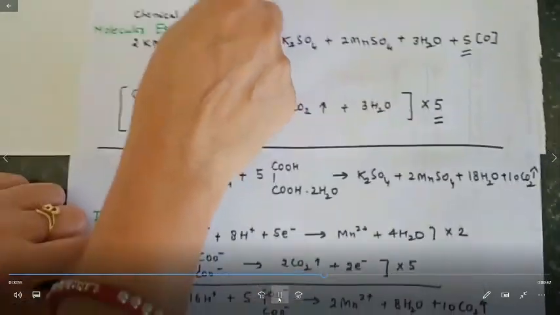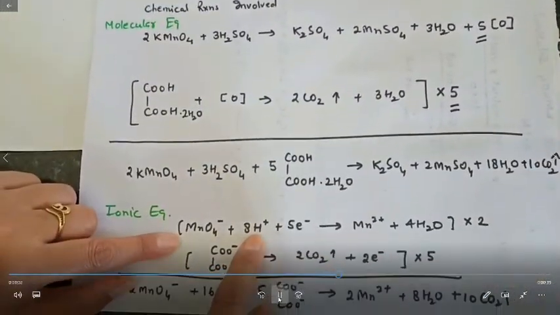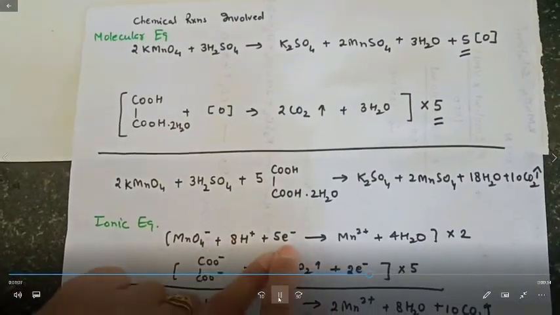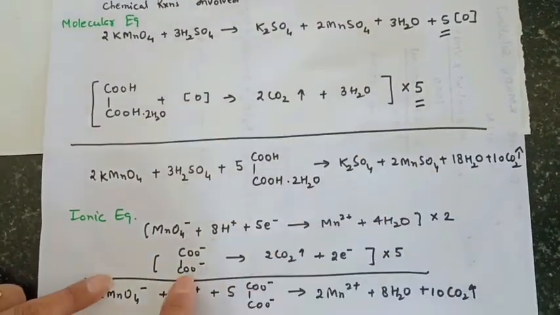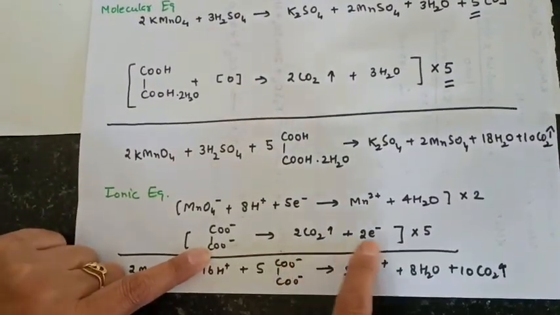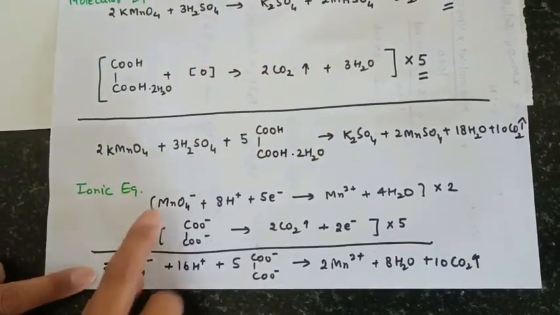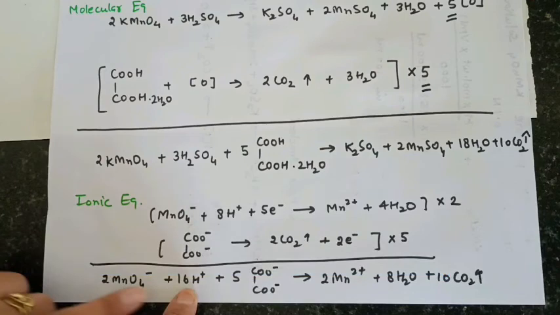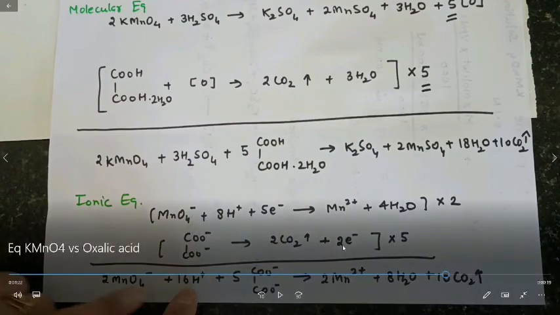Now the ionic equation. From this KMnO4 we will have MnO4 minus. From this H2SO4 we will have 8H plus, and 5 electrons are involved in this reaction, right? Here is the oxalic acid, and from oxalic acid 2 electrons are evolved. It is important that in this MnO4 reaction 5 electrons are consumed or gained by the Mn, and in the oxalic acid 2 electrons are evolved.